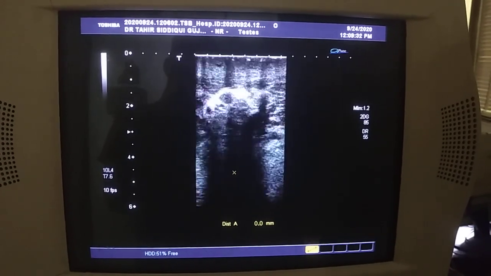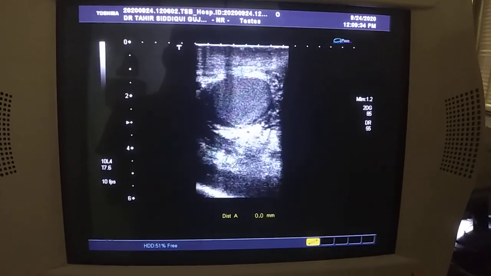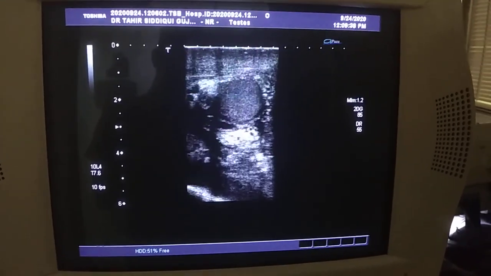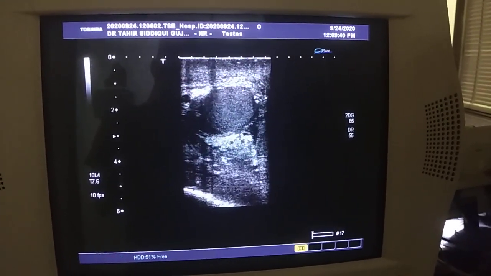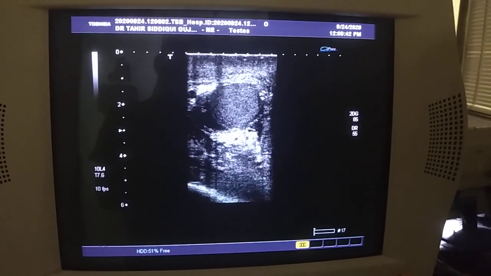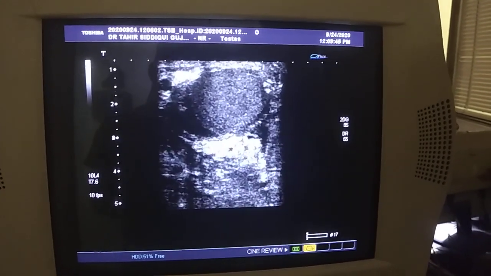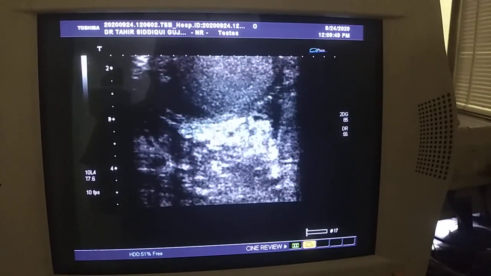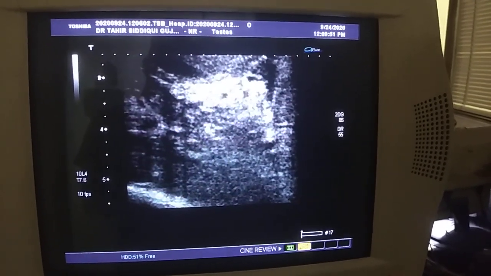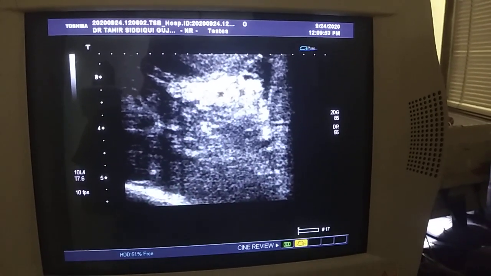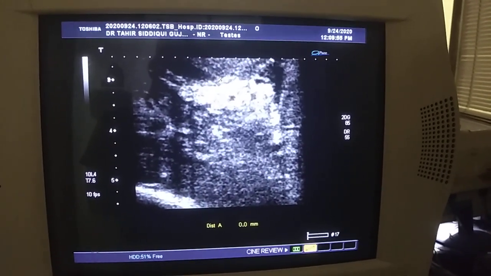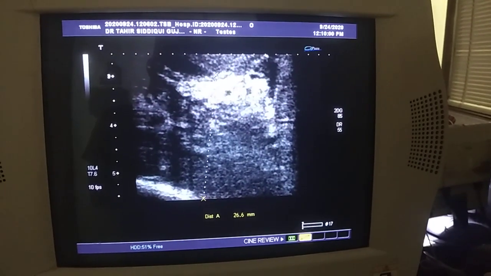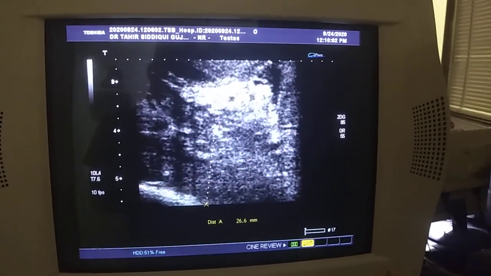And now I'm going to show you the transverse section of this. The transverse section shows you a more clear view of this. You see, this is the testis. It is normal. Now see the skin. Again, 26.6 millimeters.